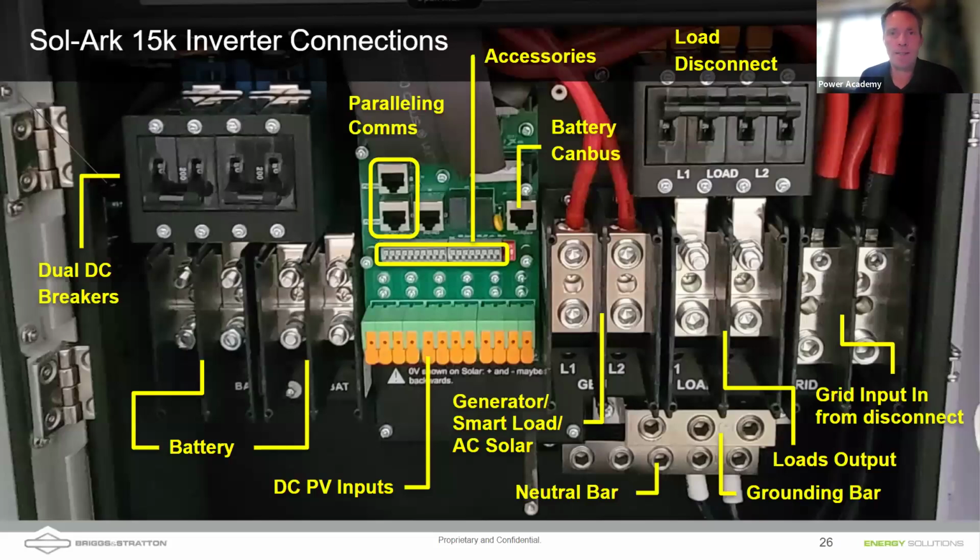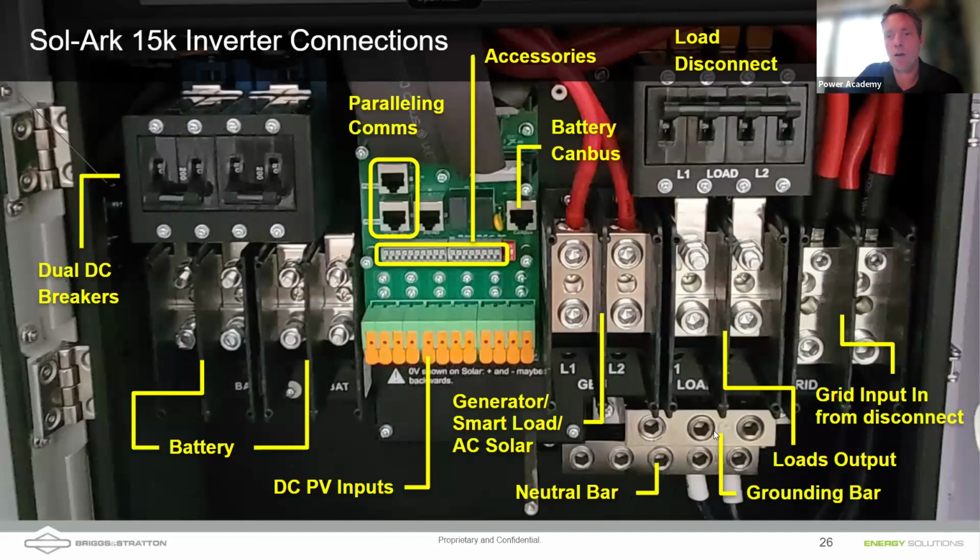So here's a look inside that Solarc. This is a 15K. We're looking at it on the left side. You can see the battery. We were mentioning the battery inputs. And then here were the DC coupled solar inputs. And then here is the generator where that AC coupled solar would come through.